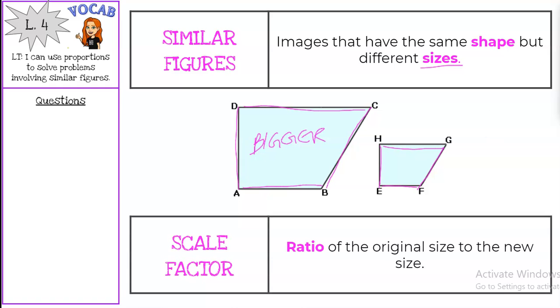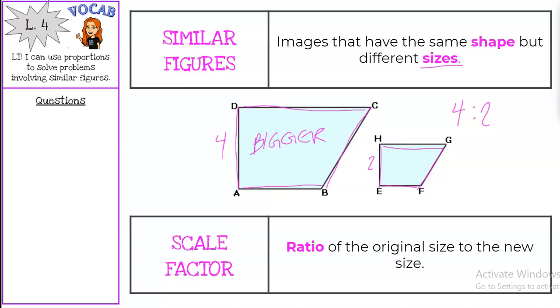And then there is what's called a scale factor, which is the ratio of the original size to the new size. So if the original size was like this side was 4, and then this side was 2, the ratio would be 4 to 2. The original size was 4, but then the new size, the smaller size, was 2.